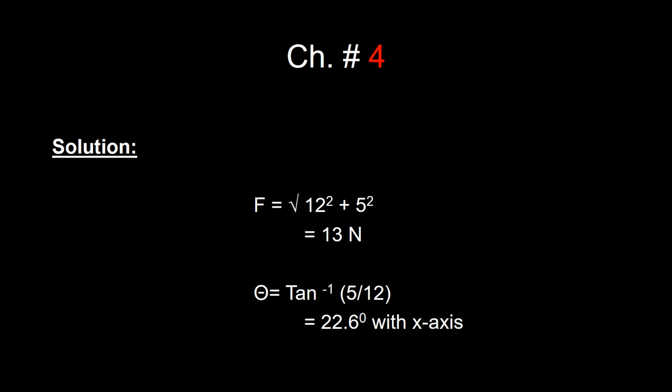144 plus 25 makes 169, and the square root of 169 is equal to 13. You can press square root 169 on your calculator and you will get the answer 13 Newton. Now comes the direction. Direction means angle. Again, this formula is coming a second time in the numericals.